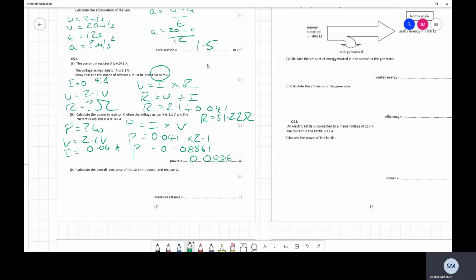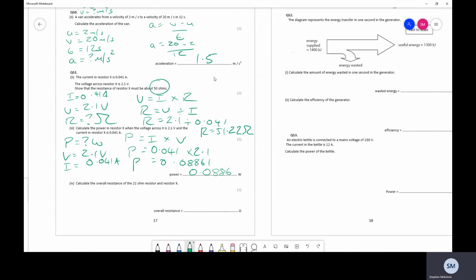So where are we going to find this then? Calculate the power current resistor X, so that resistance resistor X, right?